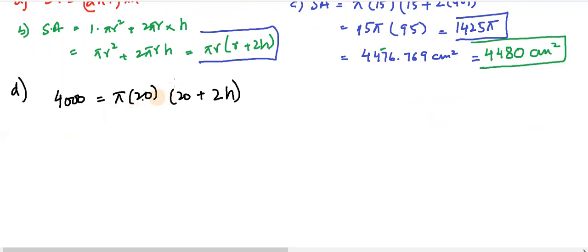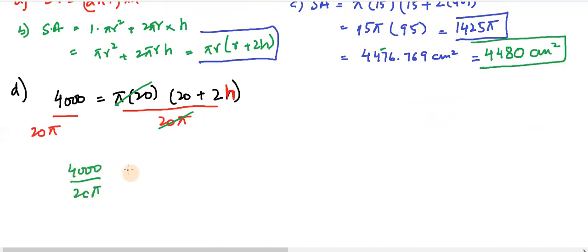So something is multiplied, this is our subject. I'll put it in red. Our subject needs to be alone. So whatever is multiplied, I'll divide both sides by that. And 20 pi and 20 pi cancel out. Here we have 4,000 over 20 pi, and you're left with 20 plus 2h on this side.